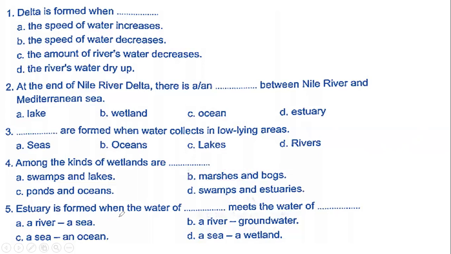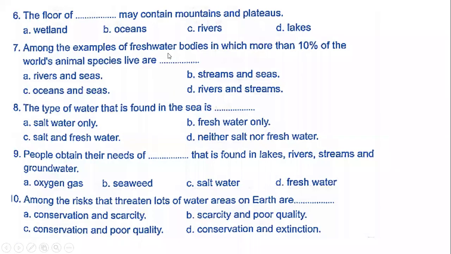Estuary is formed when the water of what meets the water of what? Do you remember? Yes, when the water of a river meets the water of a sea or ocean. River and sea, between them, estuary. Next, the floor of blank may contain mountains and plateaus. Which floor? Yes, floor of ocean. So the floor of ocean may contain mountains and plateaus.